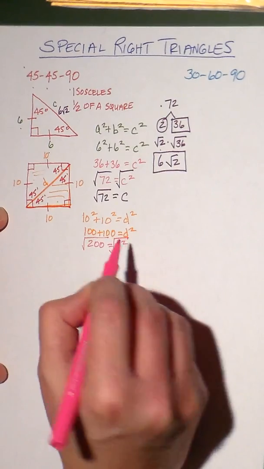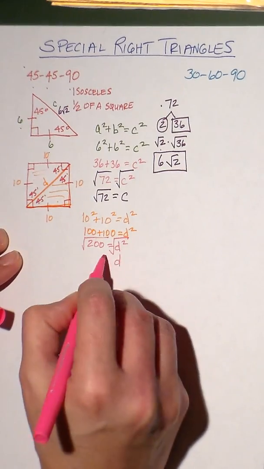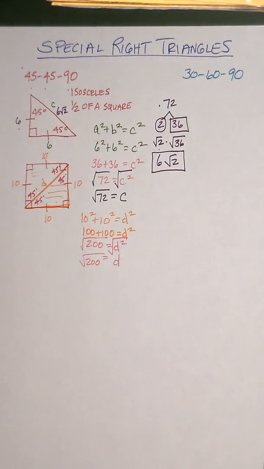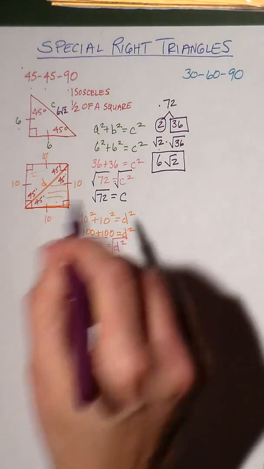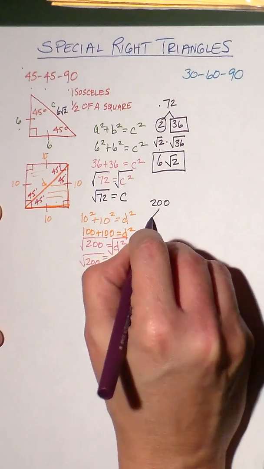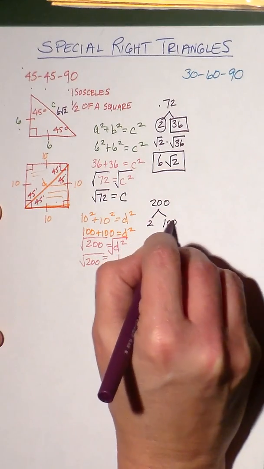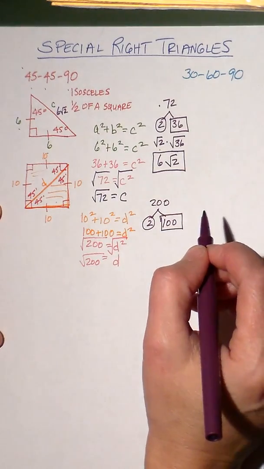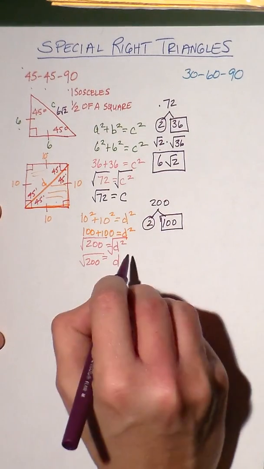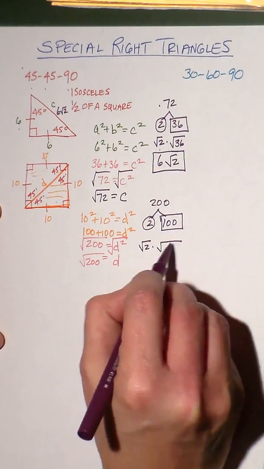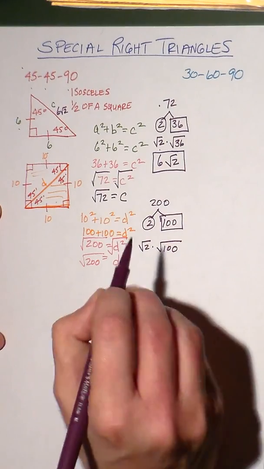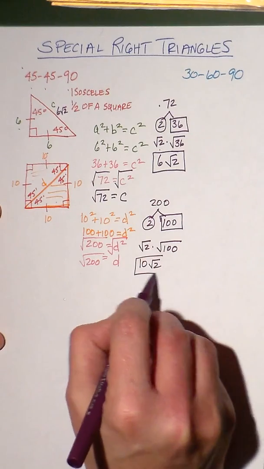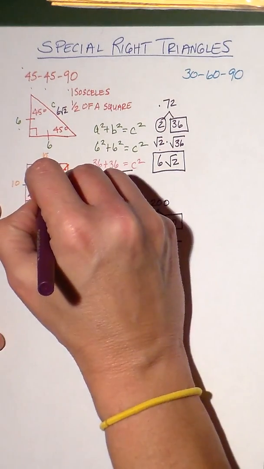of both sides. So d is equal to the square root of 200, but I don't want it in that format. I want it simplified. So I'm going to take the 200 and factor it. It's 2 times 100. 2 is prime. 100 is a perfect square. So I can rewrite square root of 200 as square root of 2 times square root of 100. The square root of 100 is 10, and then I've got square root of 2 left. So it's 10 square root of 2.